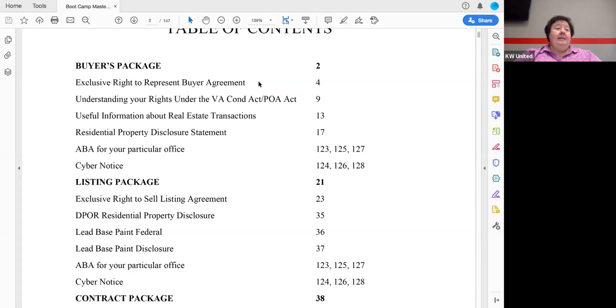On the table of contents, it's like the first page or two after the, yeah, okay. Let's see.